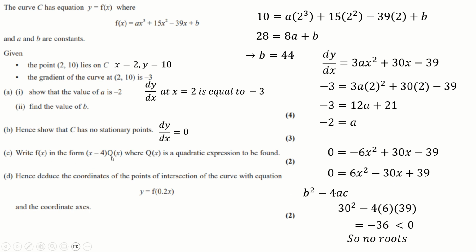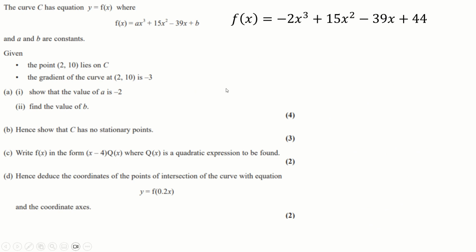Now, lots of you don't watch my YouTube videos regularly at all, but if you did, you would know that I have a rule on this channel, which is that we never do polynomial division. So we have this f of x here. I've just replaced the a with a minus 2 and the b with a 44, as we discovered in this section. Now, you could divide this by x minus 4 polynomially. I will absolutely refuse to do that. I'll just write it as x minus 4 times some quadratic with coefficients that I don't yet know. So quadratics, of course, x squared and x and something.